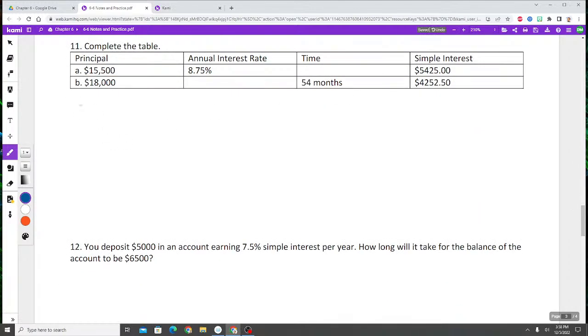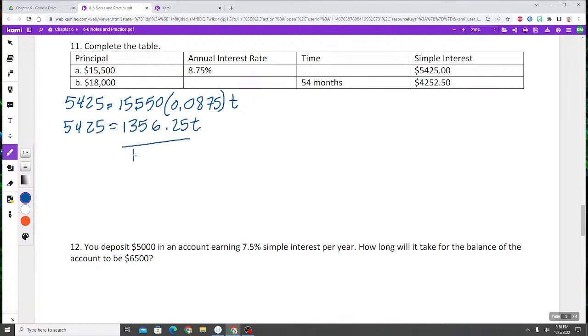Number 11, we've got $5,425 for interest. We've got $15,500 for principal. We're multiplying it by 0.0875%, and we've got time. So we multiply through, and that's 1356.25. We divide both sides by 1356.25, and 5,425 divided by that gives us 4. So 4 years.